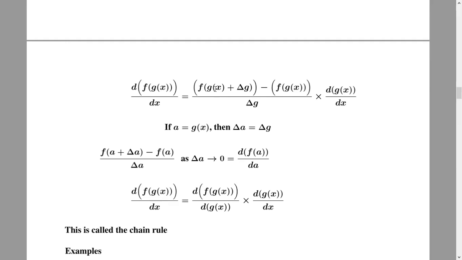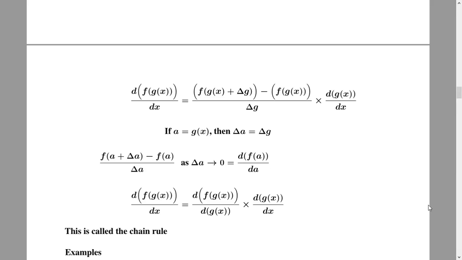See, replace g of x with a. Say a equals g of x. Then delta a equals delta g. So this fraction becomes f of a plus delta a minus f of a by delta a, as delta a tends to 0. And this is nothing but d of f of a by da. So put g of x instead of a, and you get d of f of g of x by d of g of x. So d of f of g of x by dx is nothing but d of f of g of x by d of g of x times d of g of x by d of x. This is called the chain rule.